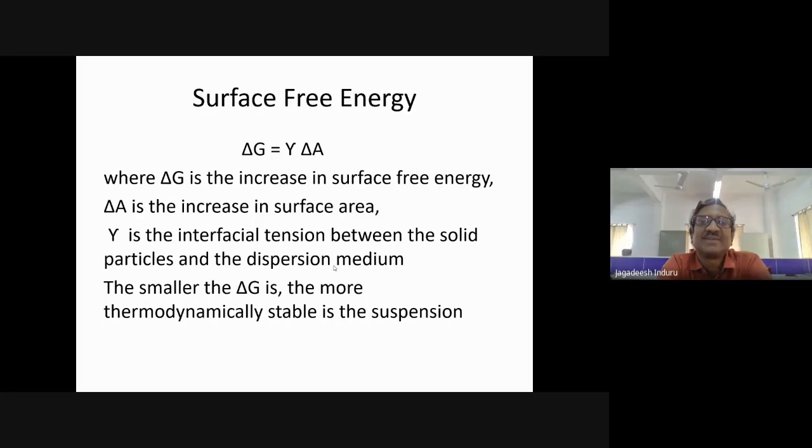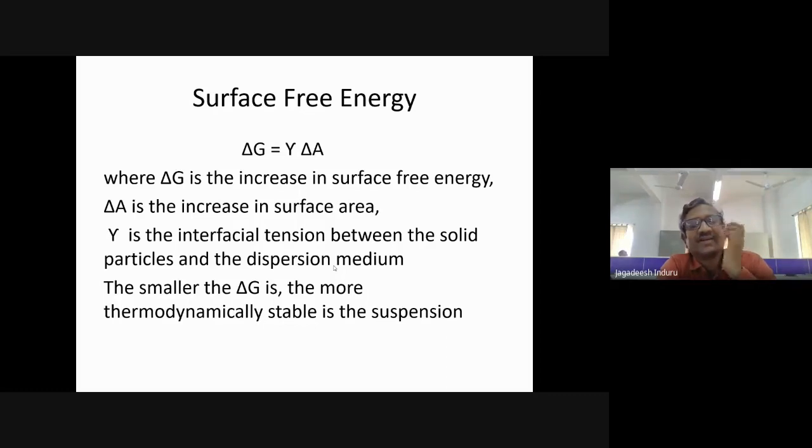So now this is very critical for the suspension: surface free energy. It is given by delta G equals gamma times delta A, where gamma is the interfacial tension and delta A is the increase in surface area. Most of the time, when you are making a suspension finer and finer to avoid sediment, that is actually what we have seen in the previous slides.